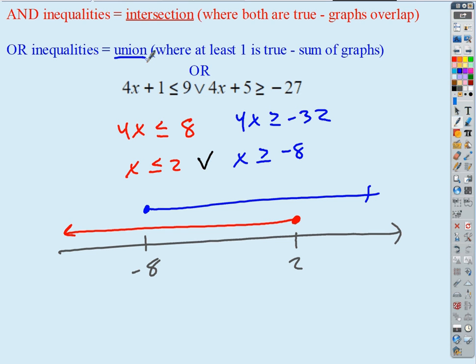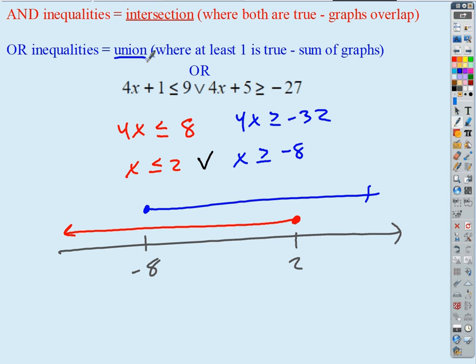So what's my solution here? Say it again. x is greater than or equal to -8, or x is... Okay, now, so you're stopping yourself. Every place where either one is true, right? Somebody find me a value of x that's not a solution of either the red or the blue. Is there one? No, so what's the solution? All reals. It's all reals this time, isn't it?